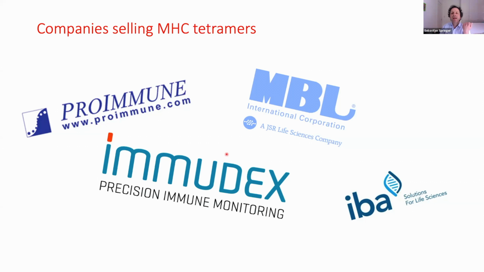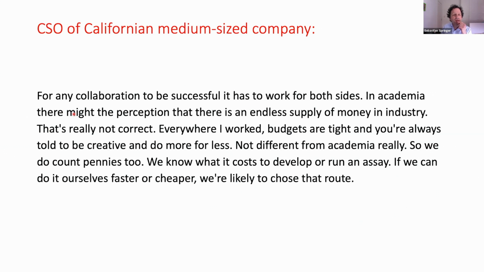And the first one, again, is a letter from the CSO of a Californian medium-sized company that I want to share with you. It's very interesting. He says, for any collaboration to be successful, it has to work for both sides. In academia, there might be the perception that there's an endless supply of money in industry. That's really not correct. Everywhere I worked, budgets are tight and you're always told to be creative and do more for less. Not different from academia, really. So we do count pennies too. We know what it costs to develop or run an assay. If we can do it ourselves faster or cheaper, we're likely to choose that route.